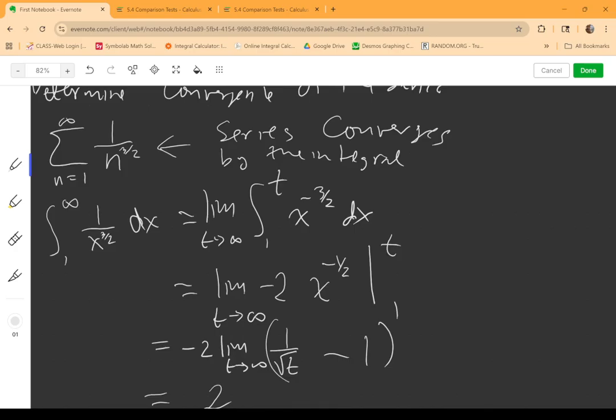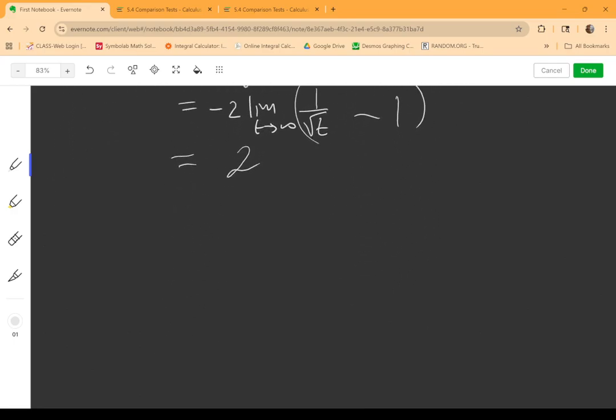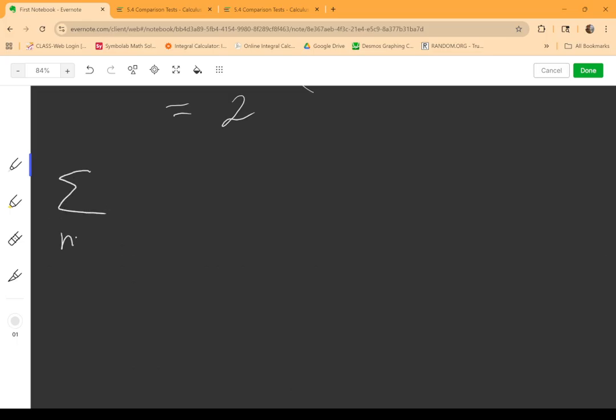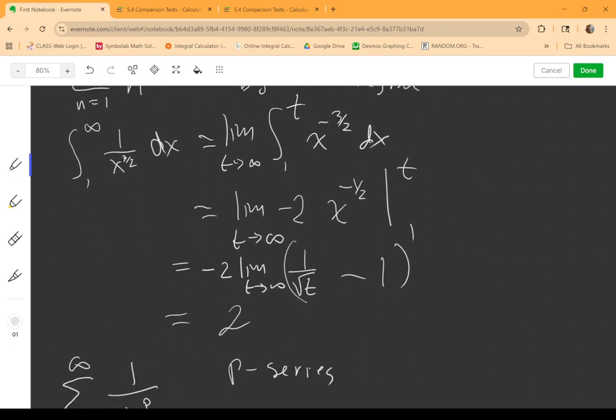Okay. Now, one more type of example that will show up a lot in the next few sections. This general class of functions, which we're going to call p-series. So here we're going to look at what's defined as a p-series. The above example that we did is a p-series where p is 3/2.